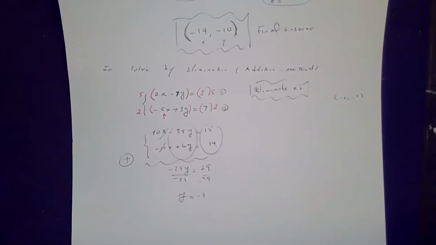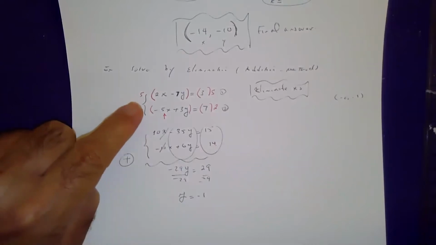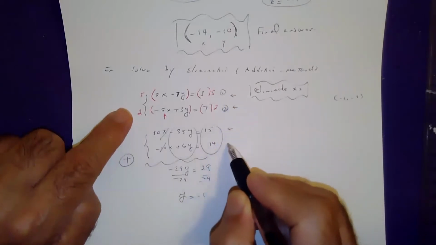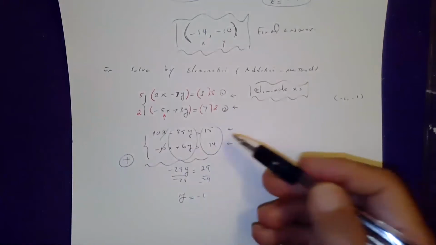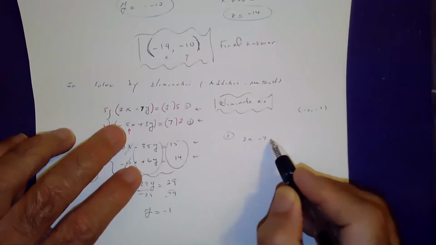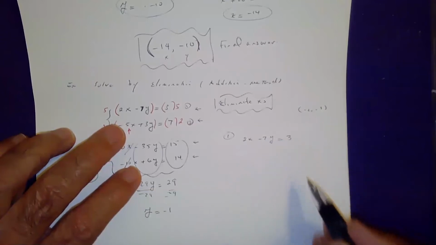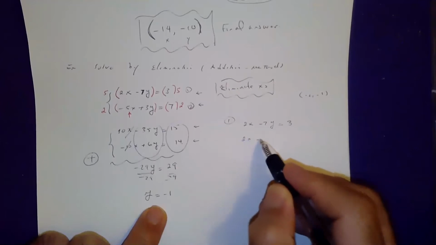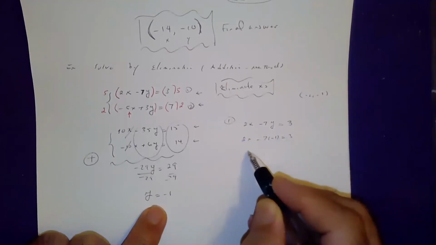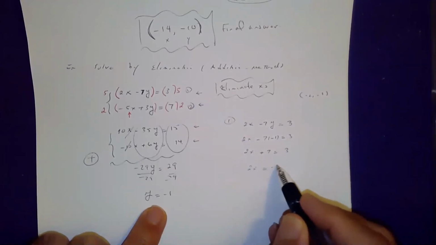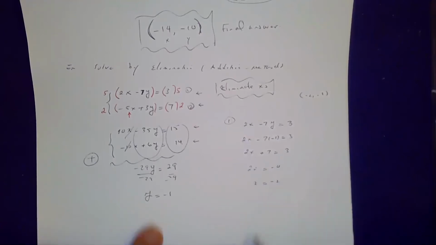Do you see it? So the question is, which equation should I go to find x? It really doesn't matter. Here, here, there and there. You have 4 possible spots to go and find x. I'm going to go to equation number 1, which said originally 2x minus 7y is equal to 3. But I already got the y, negative 1, so I'm going to replace the y with negative 1. And I'm going to say this is 2x plus 7 is equal to 3. So 2x equals negative 4, so x equals negative 2.